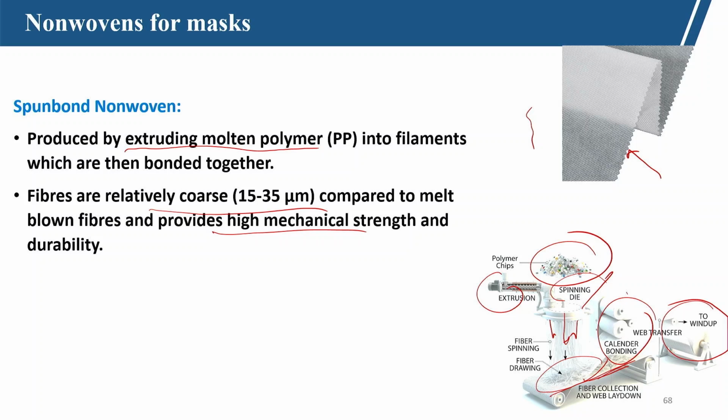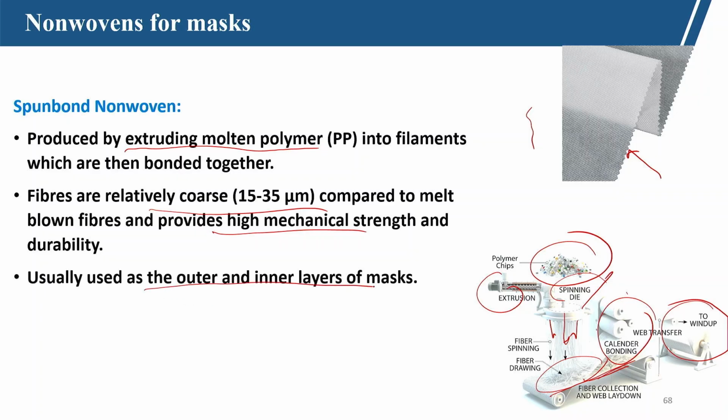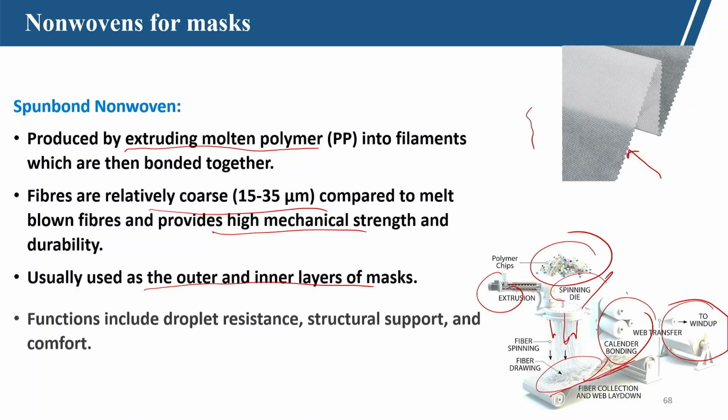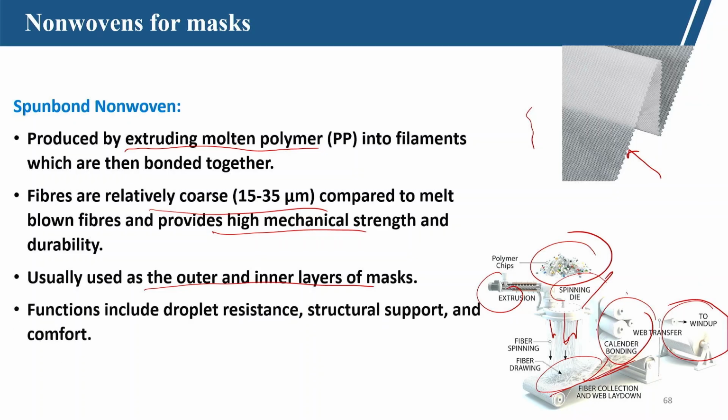This spun bond provides mechanical strength and durability to the multi-layered structure, usually used as the outer and inner layer of the mask that we have already seen. The outer layer should be droplet resistant, and the inner layer provides comfort, and both layers support the main melt blown structure.